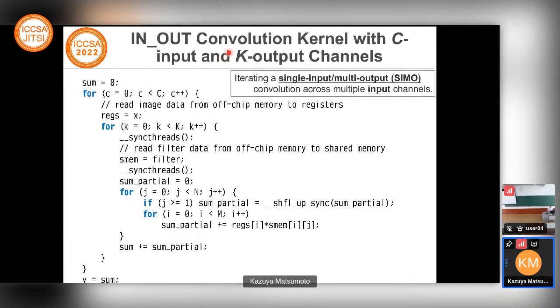And this is the in-out conversion, the other method. In this program, the loop related to the input channels is in the outermost loop. The other notable fact is that in this implementation, the array for keeping sums is initialized to 0 before the loop, and after the loop, the array of sums is returned to the memory.